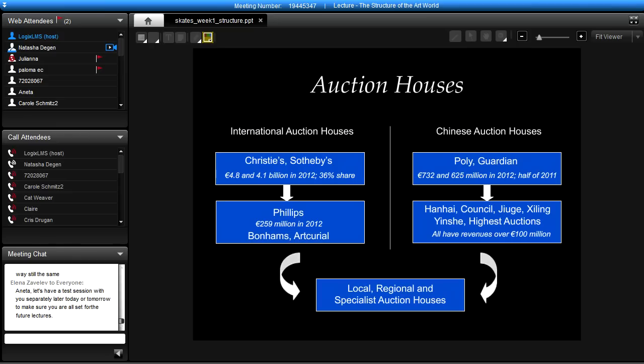And also with an international presence are Bonhams, the UK-based auction house, and one based in France. So you can see here that Christie's and Sotheby's by far is in the lead, and these other auction houses, although they do have an international presence, are significantly smaller in terms of revenue and also in terms of size. And then below that are, of course, the local, regional, and specialist auction houses.